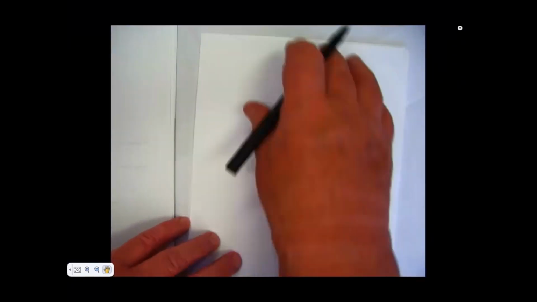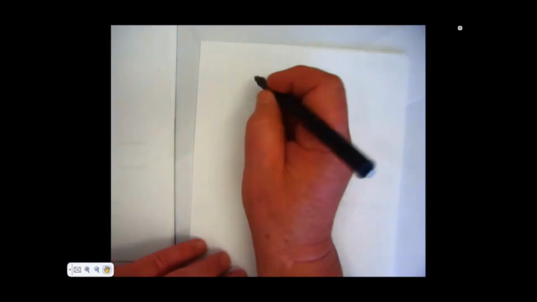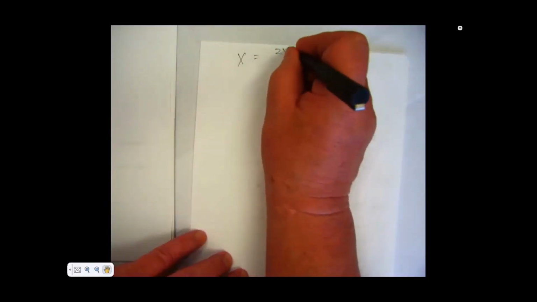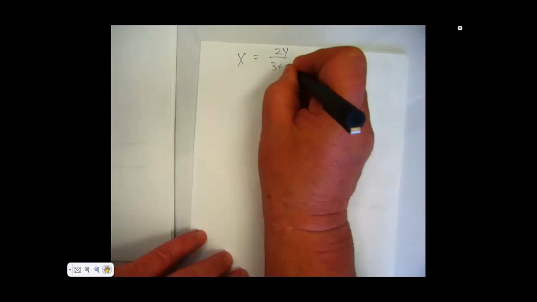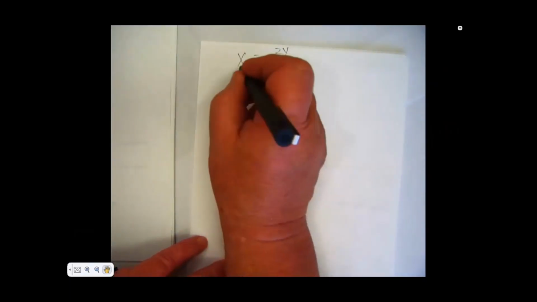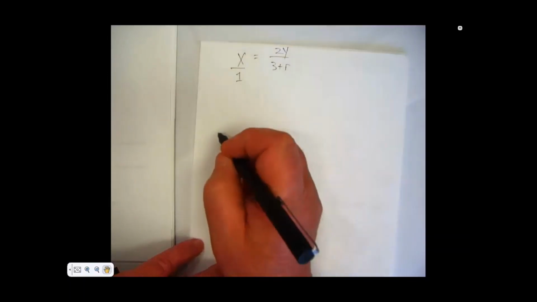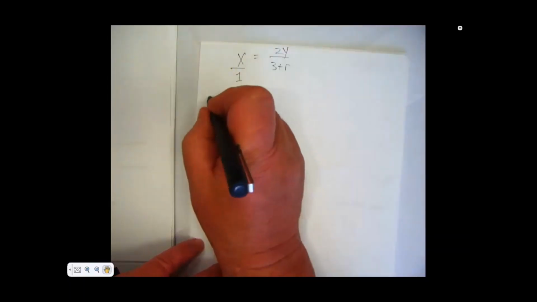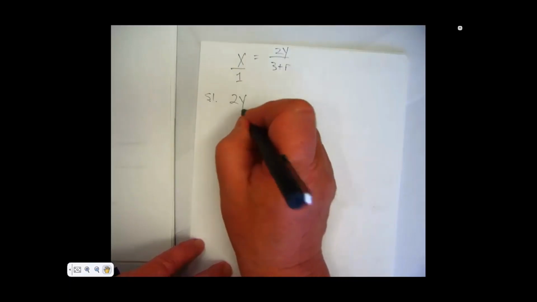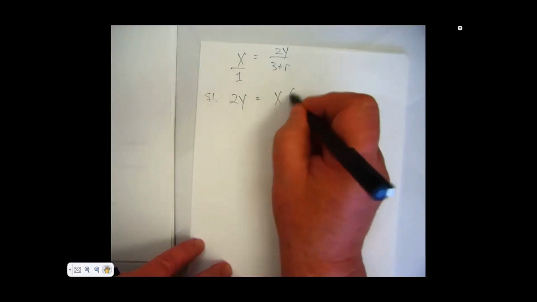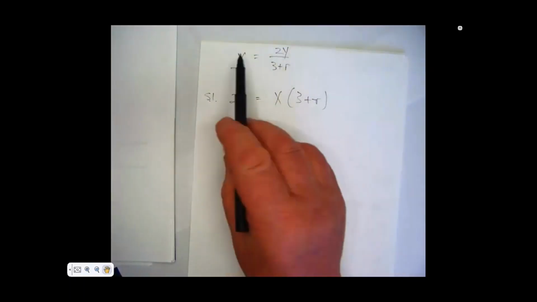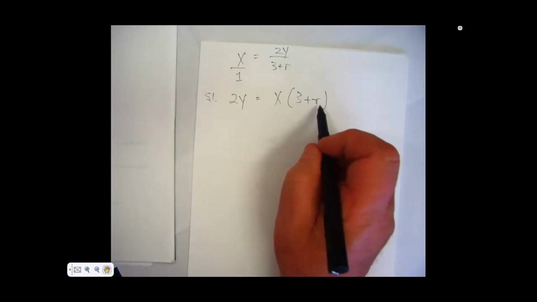Now, if you've only got 3 terms, page 8, we talk about something like this, 2y divided by 3 plus r. So remember, if there are only 3 terms, make the 4th term by bringing in the 1. And again, use your cross multiplication rule. So step 1, 1 times 2y is 2y equals x multiplied by 3 plus r. And I put it in brackets just to make sure that I don't miss any term out.